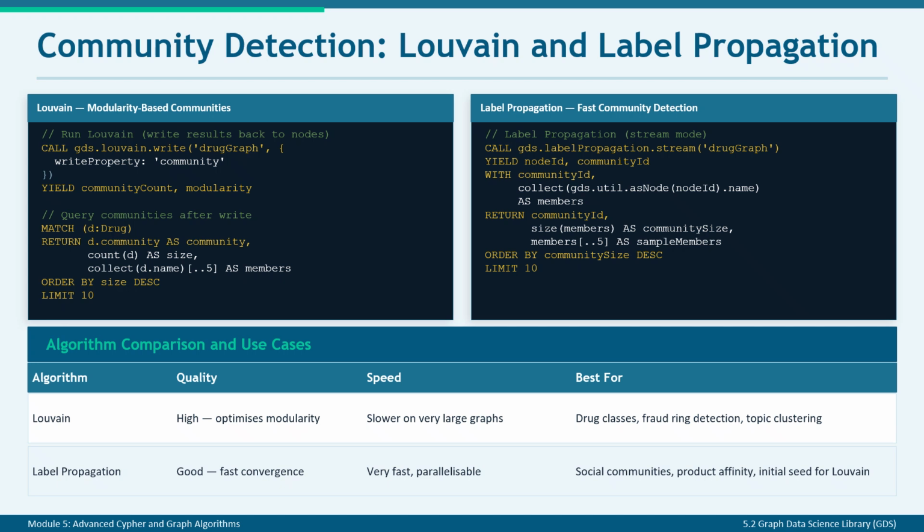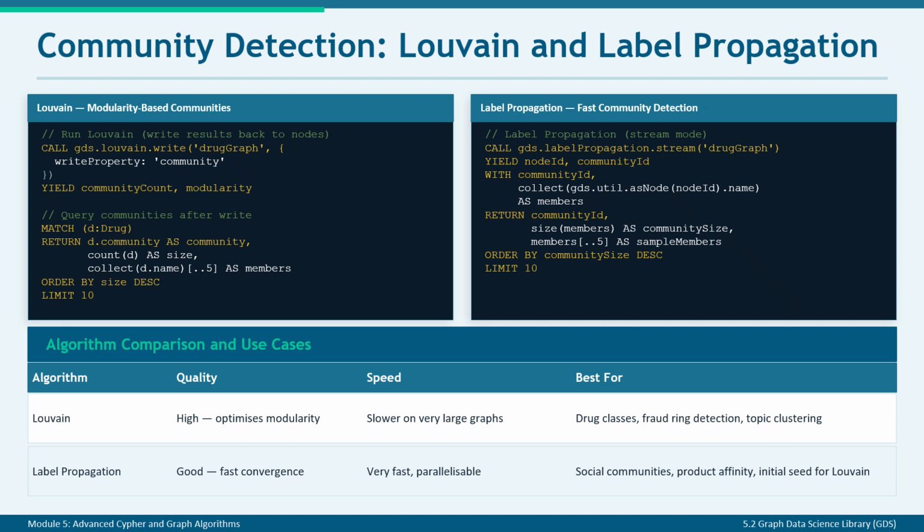Community detection algorithms answer the question, which nodes naturally cluster together? They're the foundation of customer segmentation, fraud ring detection, and scientific topic clustering. The left block shows Louvain using write mode. We're writing the community assignment back to each drug node as a property called community. After the write, we query those properties to see which drugs were grouped together and how large each community is. The modularity score tells you how well separated the communities are.